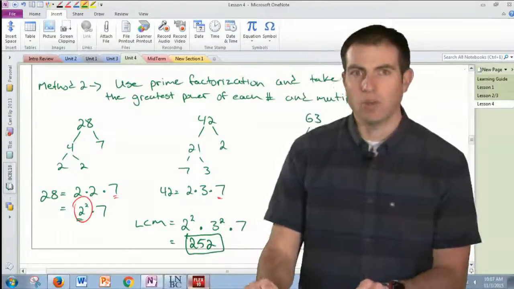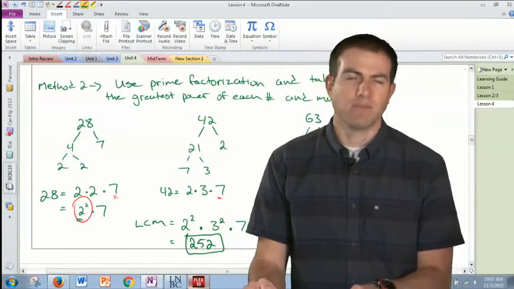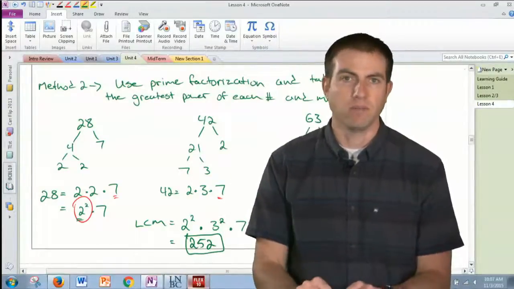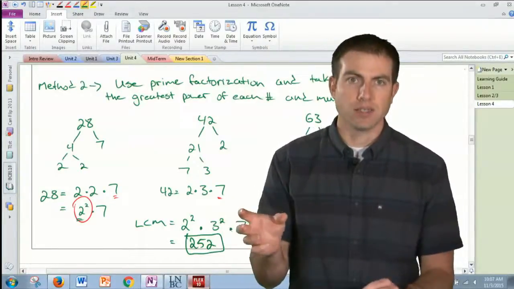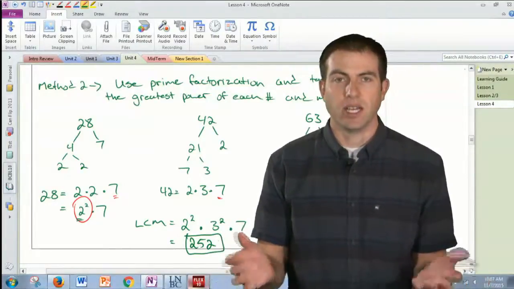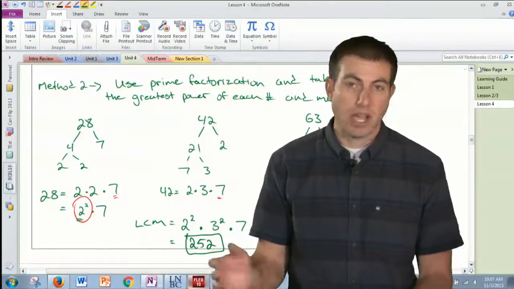I will tell you that method 1 is easier for smaller numbers, but when you get really big numbers, like find the least common multiple of 733, 421, and 5,000, the numbers get really big really fast, and it kind of just is a bit messier, I guess. The second method will always work, just factor trees and go from there.